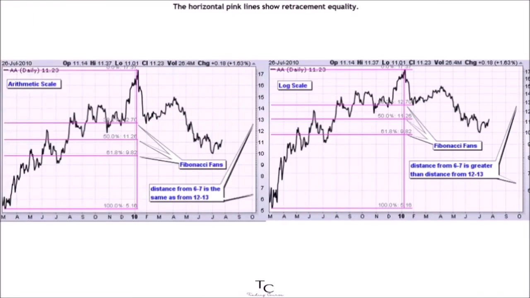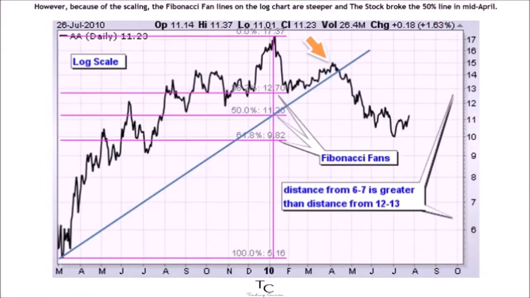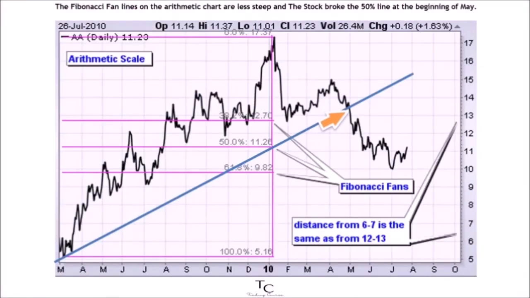The horizontal pink lines show retracement equality. However, because of the scaling, the Fibonacci fan lines on the log chart are steeper and the stock broke the 50% line in mid-April. The Fibonacci fan lines on the arithmetic chart are less steep and the stock broke the 50% line at the beginning of May.